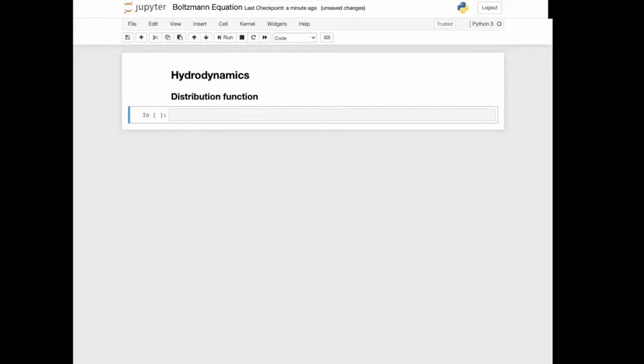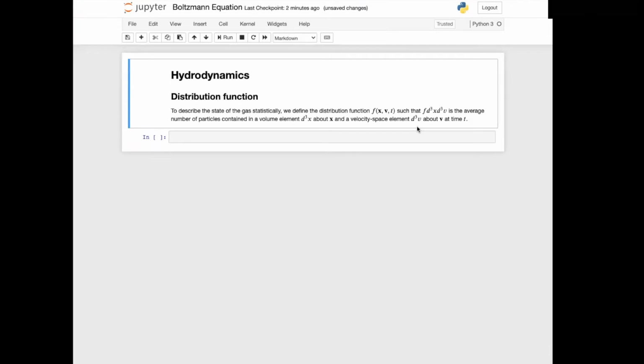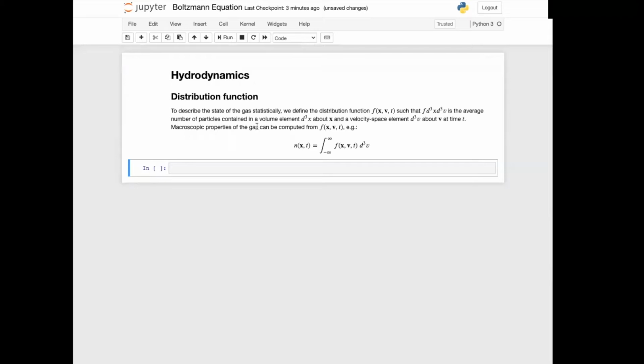Let's start our study of hydrodynamics. Start with the concept of the distribution function. To describe the state of the gas statistically, we define the distribution function, f, which is a function of the position, the velocity, and the time, such that f d^3x d^3v is the average number of particles contained in a volume element d^3x about the position x, and the velocity space element d^3v about the velocity v at a time t. Macroscopic properties of the gas can be computed from the distribution function.